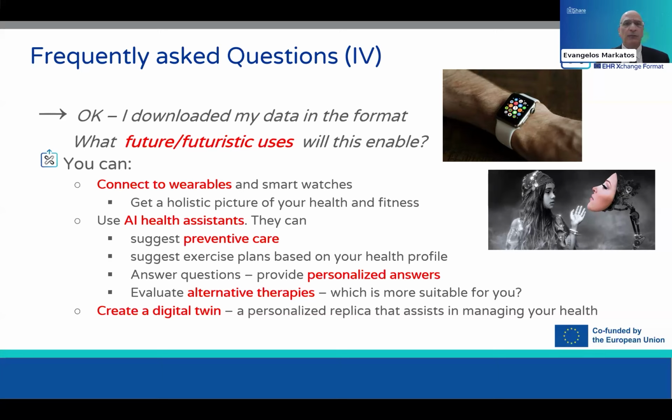Today, everybody's talking about AI, artificial intelligence. So you can use AI health assistants. They can suggest preventive care. They can suggest exercise plans based on your health profile. They can answer questions and provide personalized answers just for you. They can evaluate alternative therapies, like which therapy is more suitable for you. And ultimately, you can create a digital twin. And a digital twin is a personalized replica that assists in managing your health.